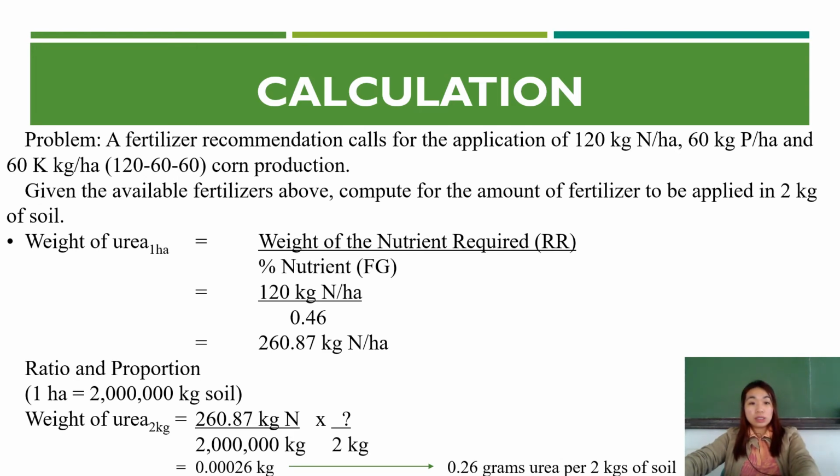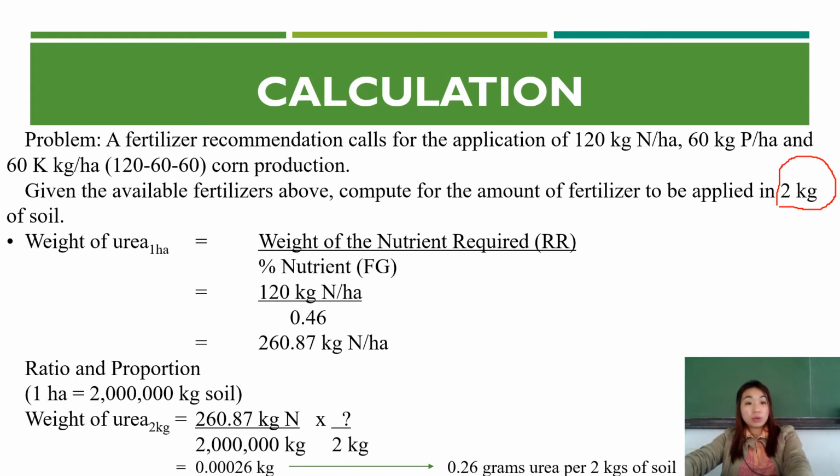Since the amount of fertilizer you will apply is for 2 kg of soil only, in a pot, this is what we will calculate, how it was obtained. What I showed earlier was already calculated, but this is how we did it, okay?